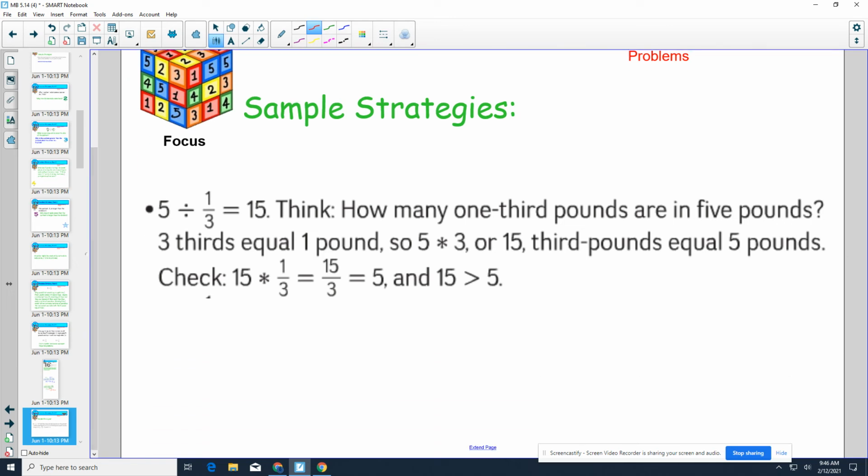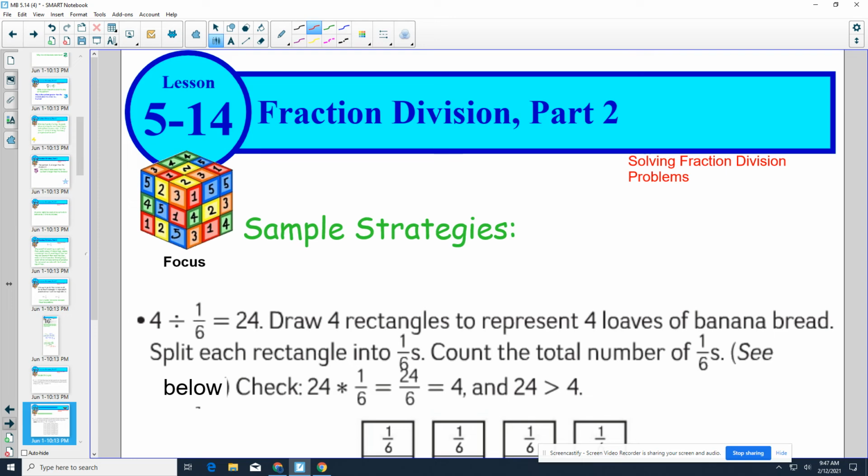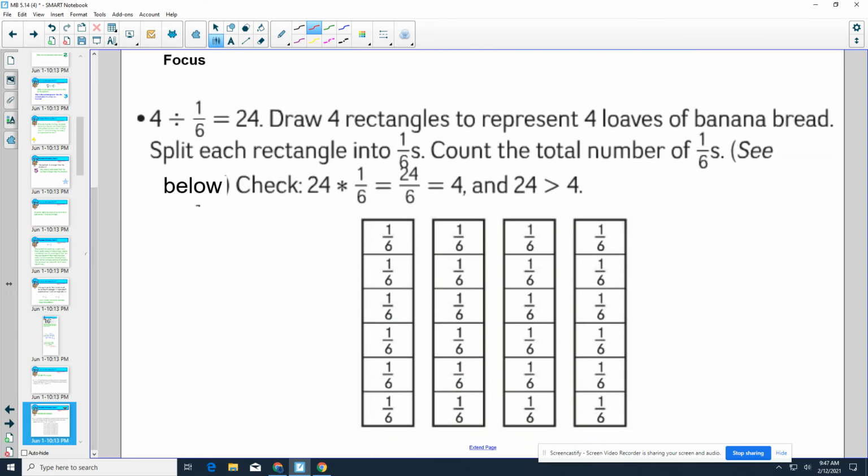So some sample strategies they did, pretty much what we said here. 5 divided by 1/3 is 15. How many 1/3 pounds are in 5 pounds? You could think about it that way. 3/3 equals 1 pound, so 5 times 3 or 15 third pounds equals 5 pounds. So 15 multiplied by 1/3 equals 15 divided by 3 equals 5, and 15 is greater than 5. For the other one, you could see they did some rectangles there. Those are a little more organized and neat than mine. I was kind of doing them quickly, but you can see how they organized those and labeled each one with 6ths. So you could do it that way as well.